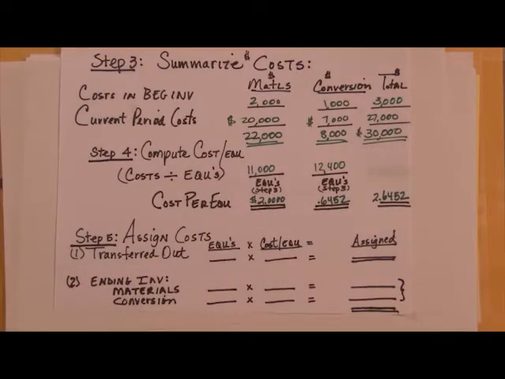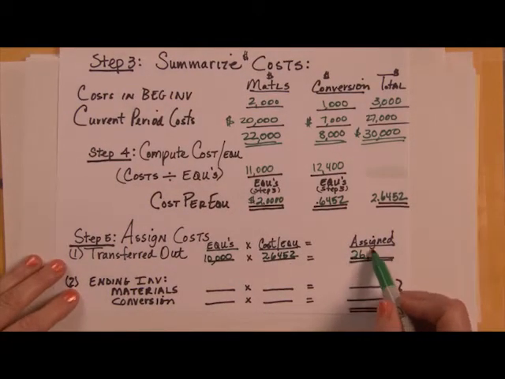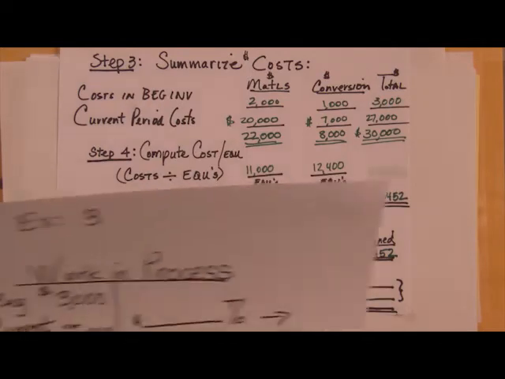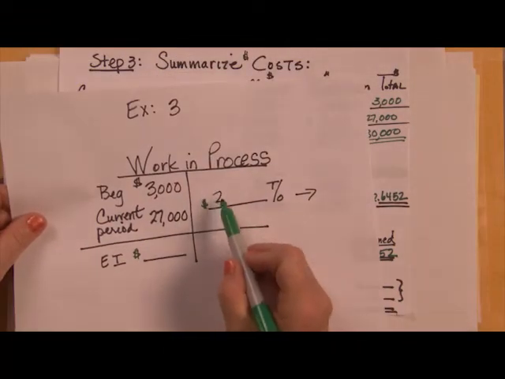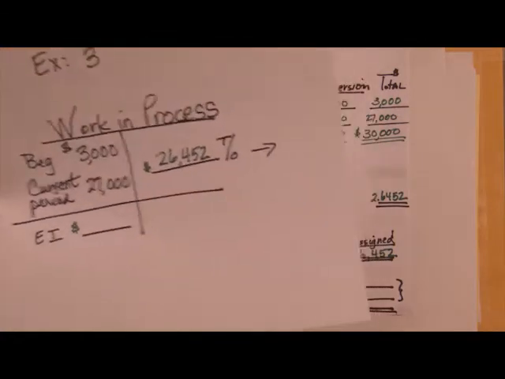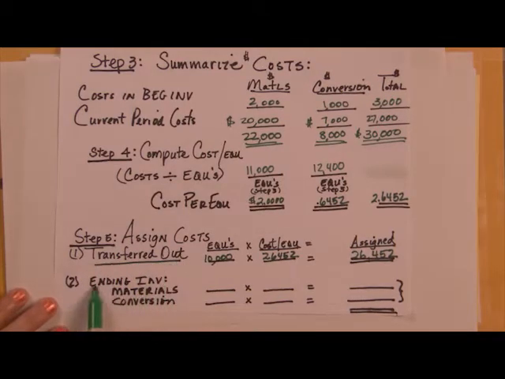All right, let's do our last calculation. Transferred out, 10,000 units, they're always 100%. They have all the cost in them, so we'll use our total cost. And the amount we're going to send to transferred out is $26,452. 100% full cost, $26,452. All right, so we have found one of the two numbers we're after. We have found transferred out, and now we will look at ending inventory.